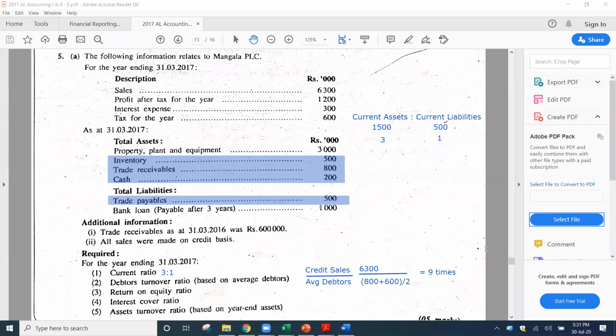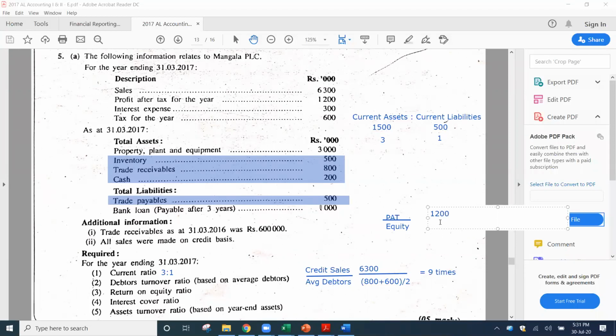Then number 3, return on equity. So how do you calculate return on equity? Return on equity equals profit after tax divided by equity, into 100%. So what is profit after tax? Profit after tax is 1,200.